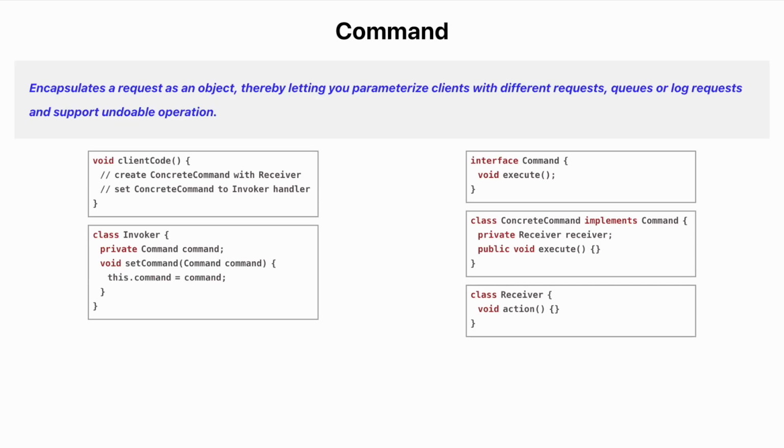Command encapsulates the request as an object, thereby letting you parameterize clients with different requests, queue or log requests, and support undoable operations. Here, the client creates a concrete command object and configures the receiver object in the concrete command instance with data that must be sent to the receiver. Then, the client assigns the command object to the invoker that executes the command object at a particular time.